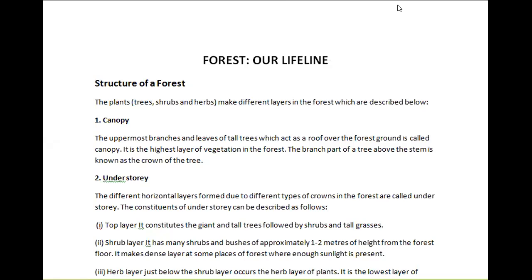Hello all. Today we are going to see forest, our lifeline. So basically, what is a forest? Forest is a place where we can see abundance of trees growing together.